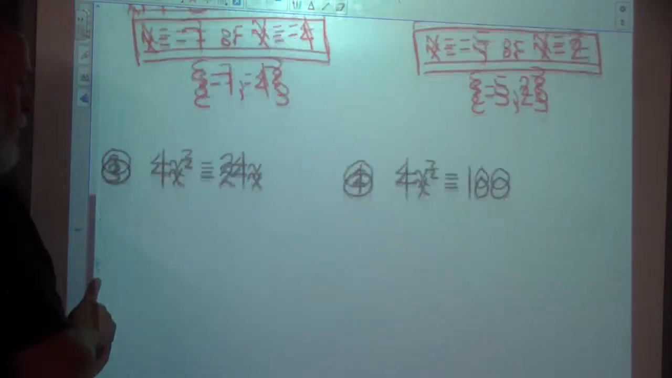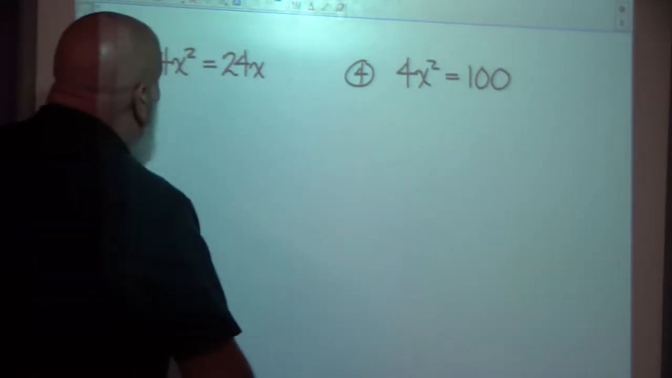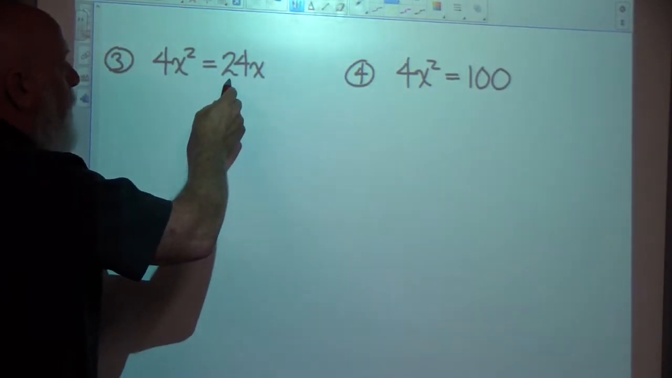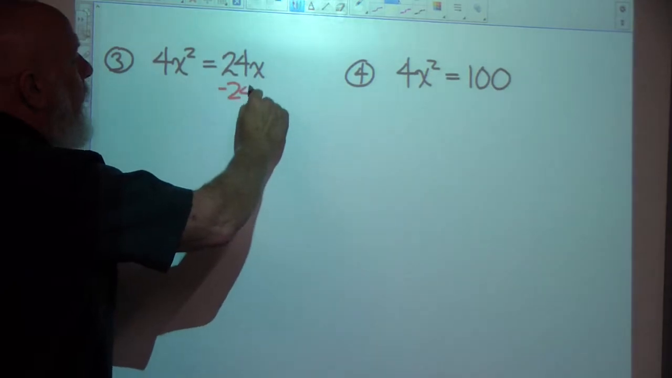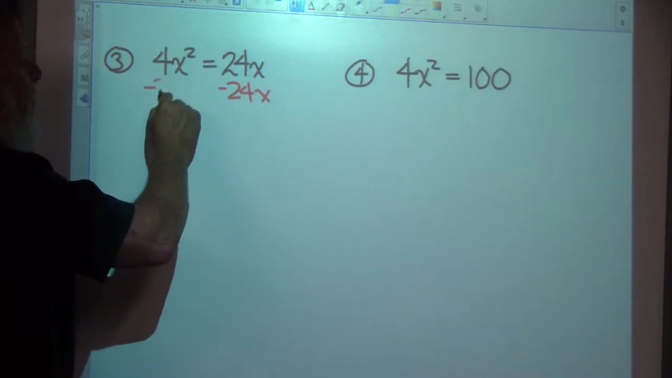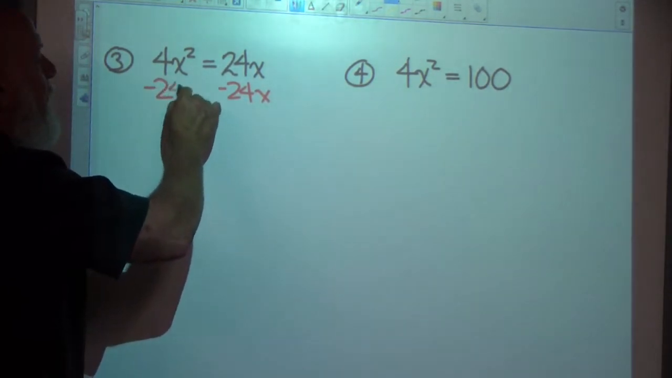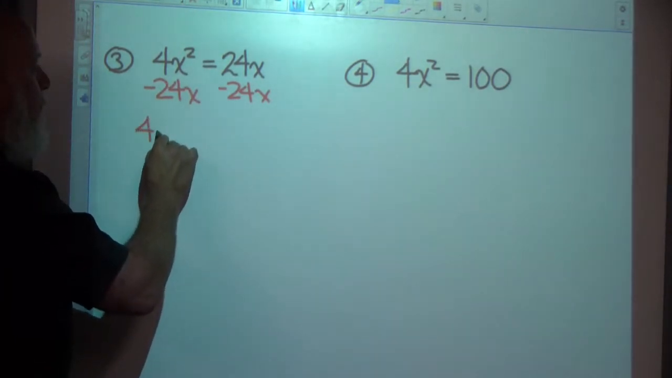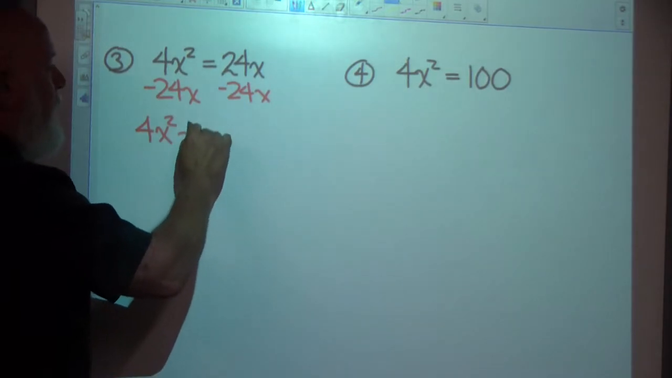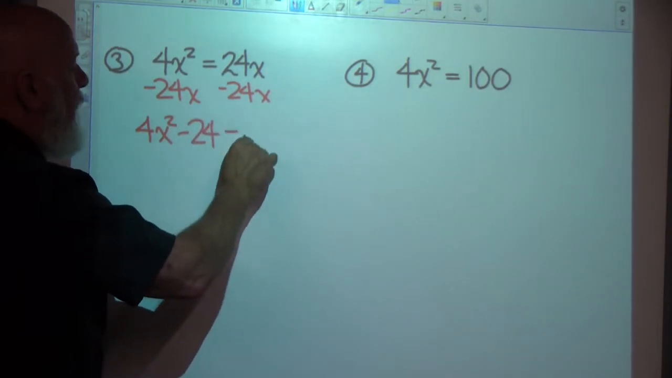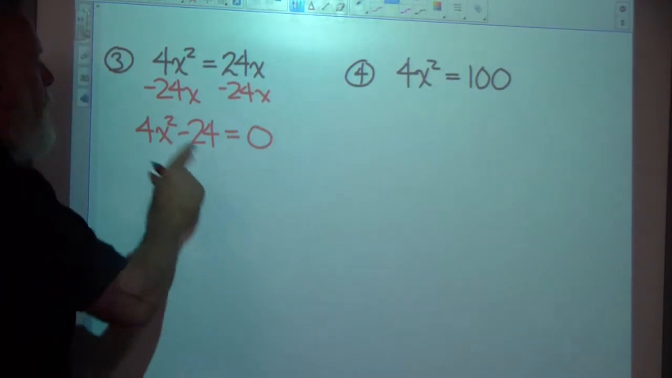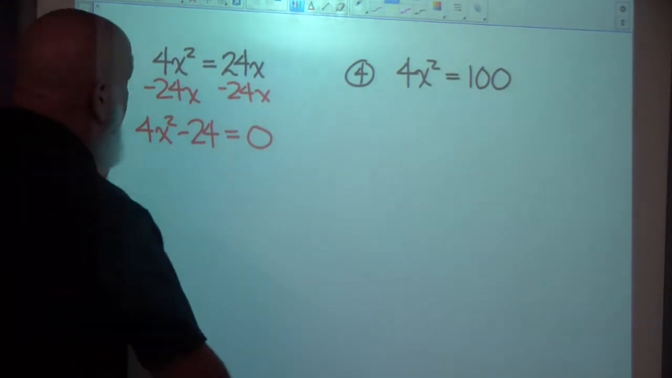Let's take a look at a couple more. Here I'm going to just subtract 24x from both sides. I'll go ahead and show it. I don't think I need to show it. This is algebra 2, but I'll go ahead and show it this time. That gives me 4x squared minus 24x is equal to 0. Now I'm going to try to factor this. Whoops, I left off the x, didn't I?